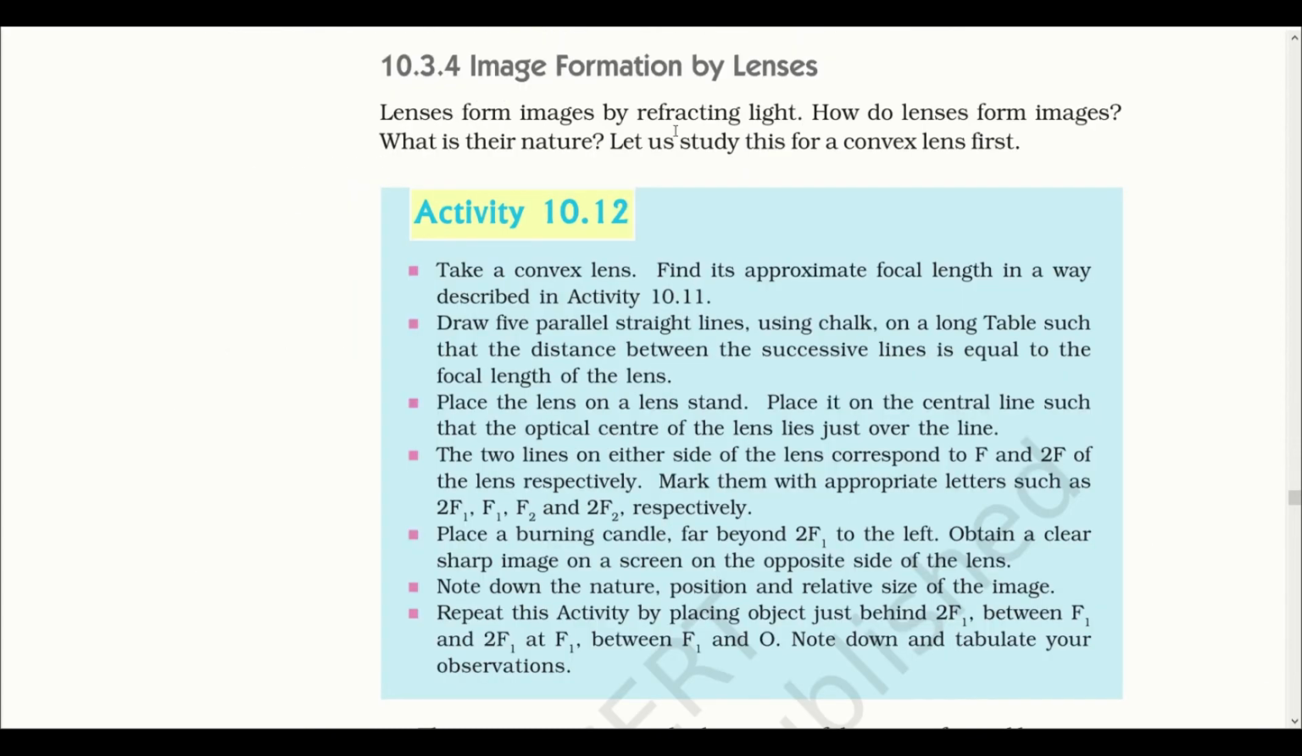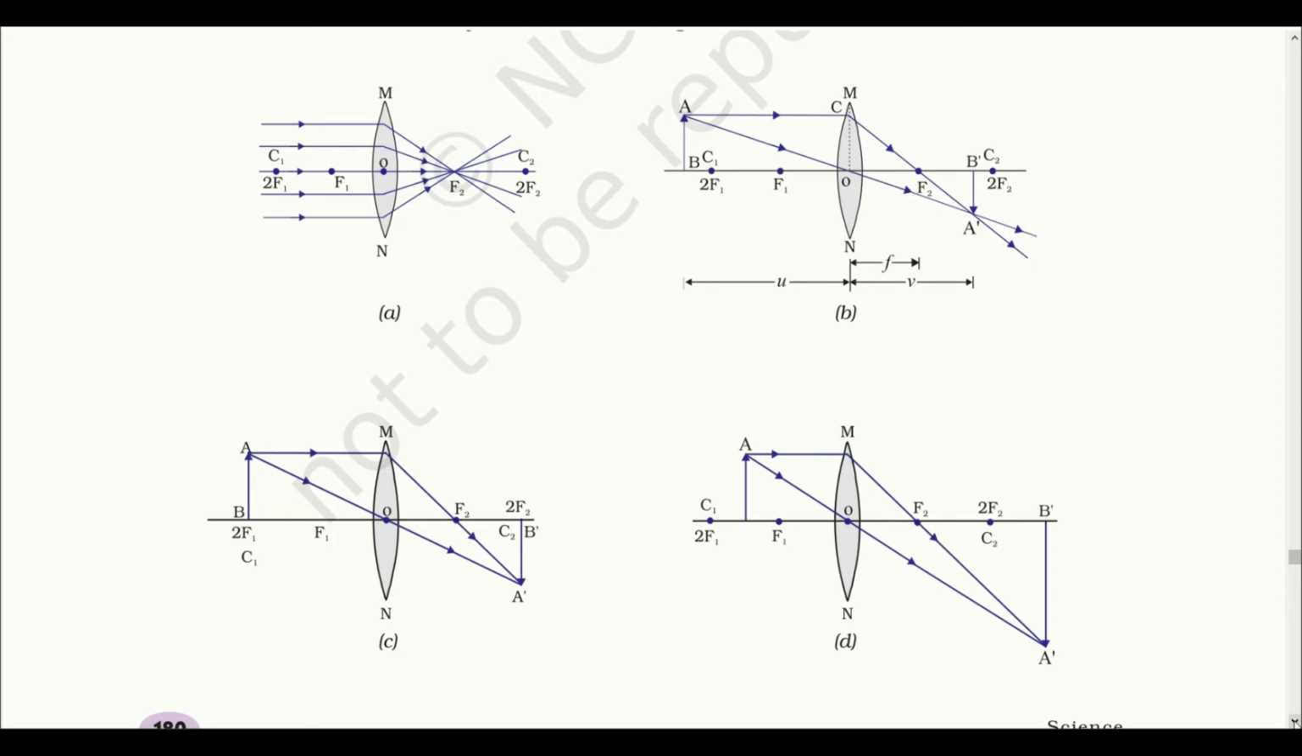Image formation by lenses. Now you can see four different diagrams of convex lens. The first diagram is when the object is at infinity, the parallel rays coming from the object converge at a point, and that point is called focus. So if the object is at infinity, the convex lens will form the image on focus, but on the other hand of the lens. If it is beyond 2f1, it will form the image on the other hand side. It will be real and inverted, and it will be between f2 and 2f2.